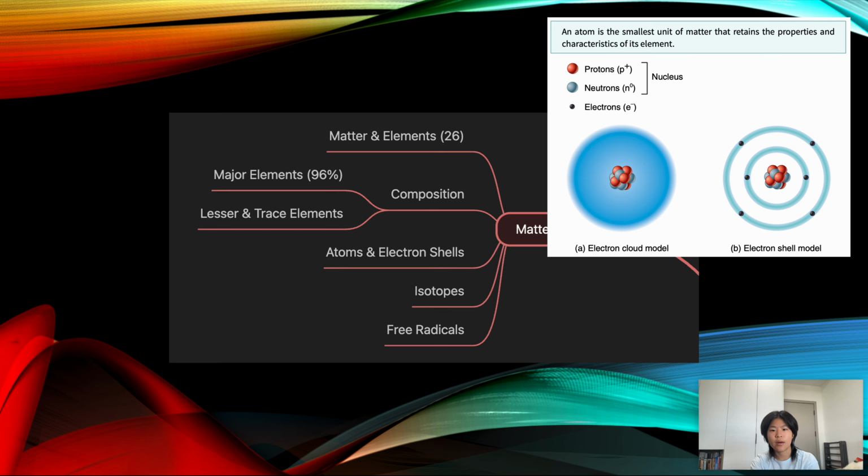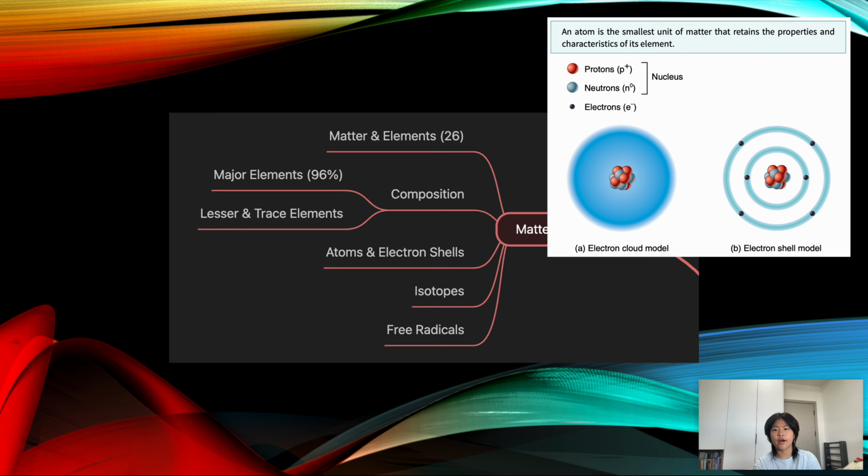Then we have a compound. A compound is a substance that has atoms of 2 or more different elements. So the elements must be different. As we just mentioned, oxygen is not a compound because it only has one element, but water is a compound.